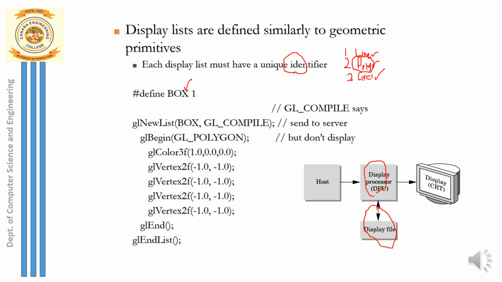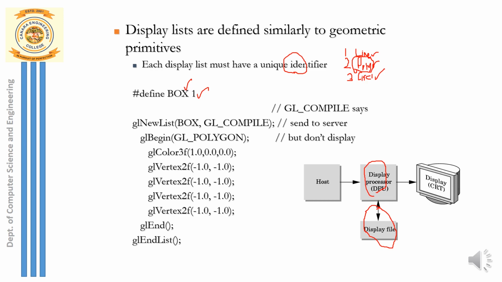So I'll name this display list as box, and the ID that I'm assigning for this is 1. So anywhere I use the term box, the ID 1 will be replaced there. You can say the ID 1 is a unique identification number assigned for this display list, and the name that we have given is box.